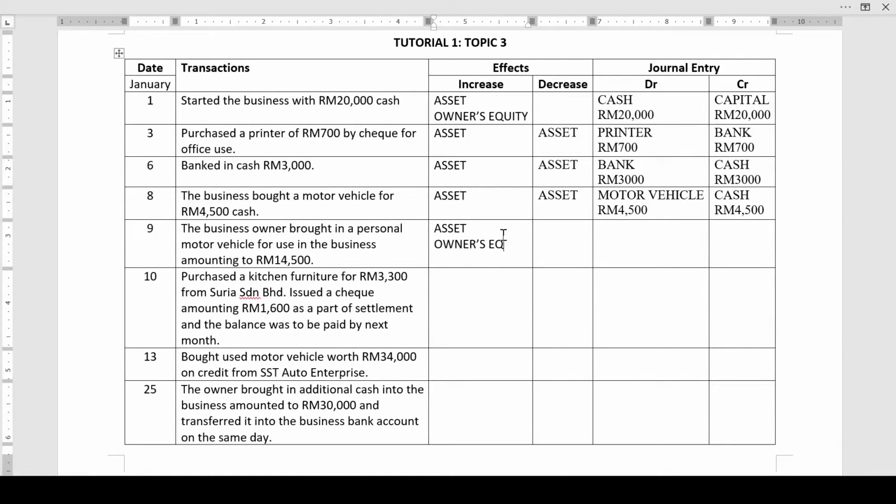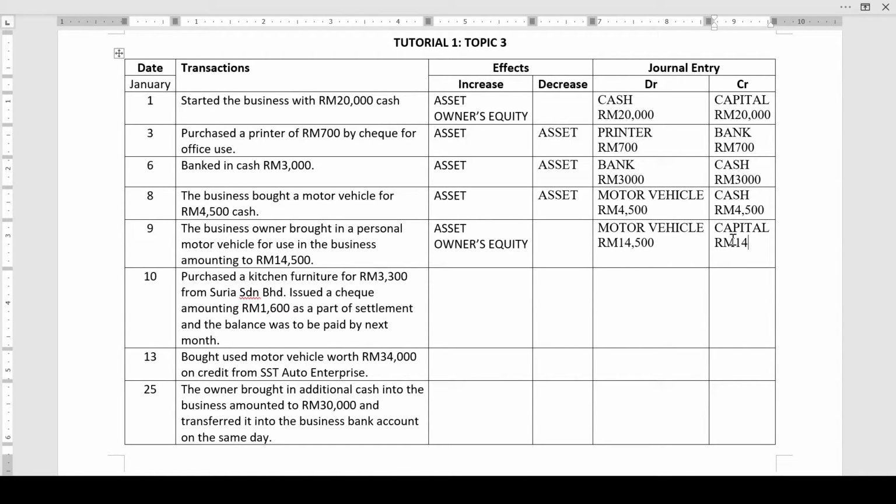Okay, so now record the journal entry. Asset increase, debit. Which account to be debited? Again, motor vehicle, because the business received a motor vehicle from the owner, and the cost is 14,500. And then increase in owner's equity, we credit. Which account to credit? Capital account, because any contribution made by the owner will be recorded in the capital account.